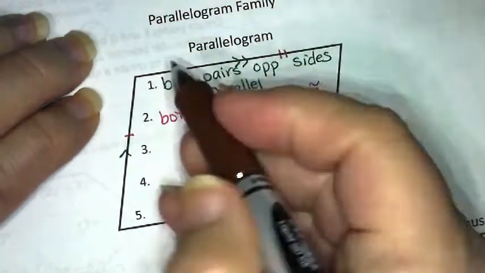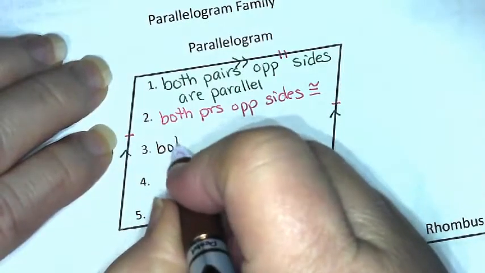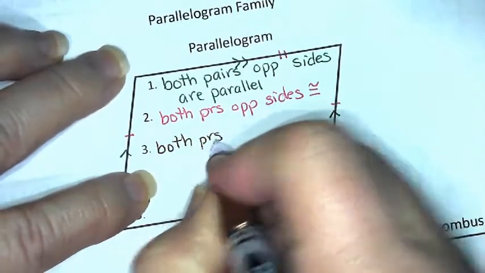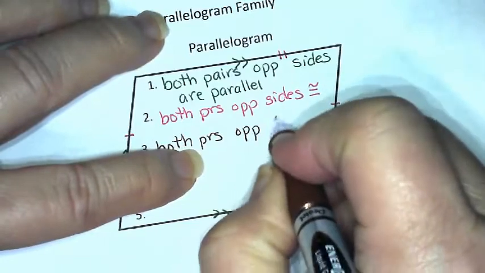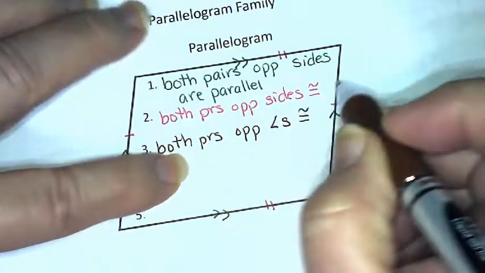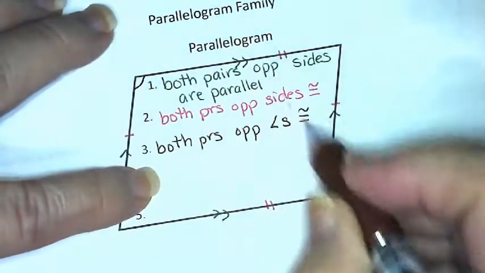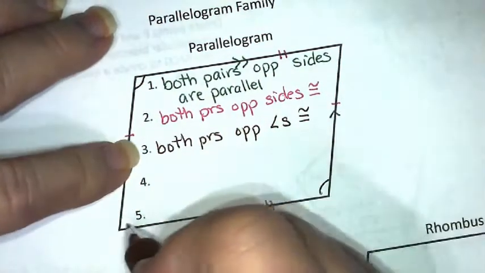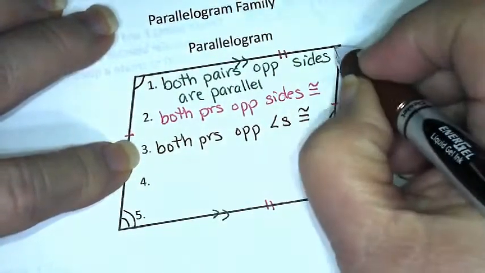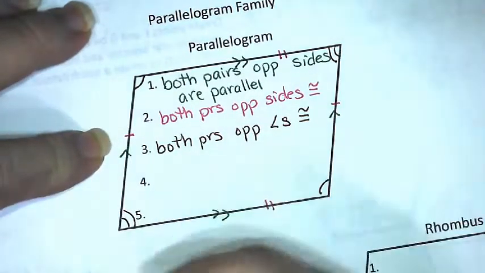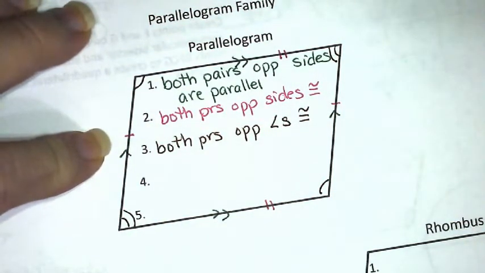Next up, we know that both pairs of opposite angles are congruent. So this angle is congruent to this one, and then this angle is congruent to this one. The opposite angles are congruent.